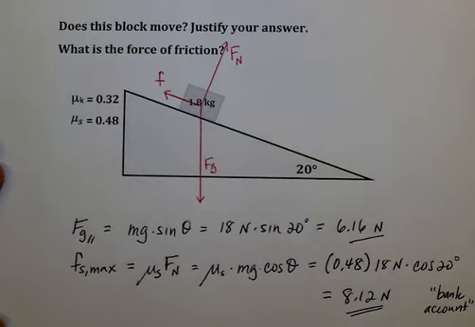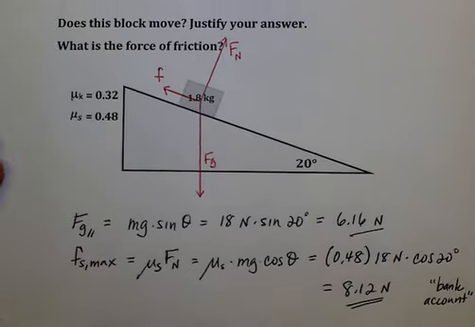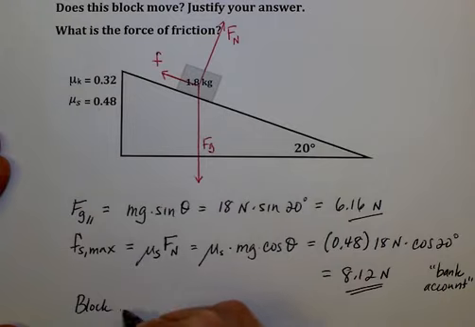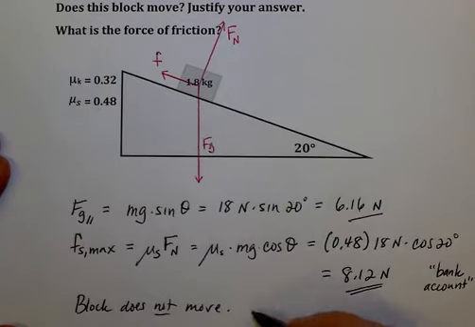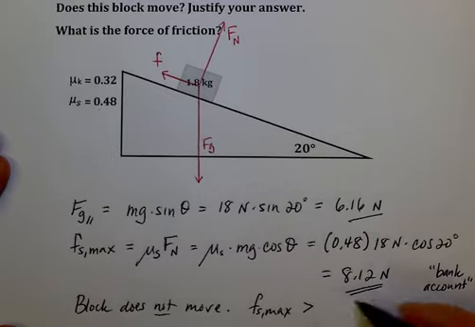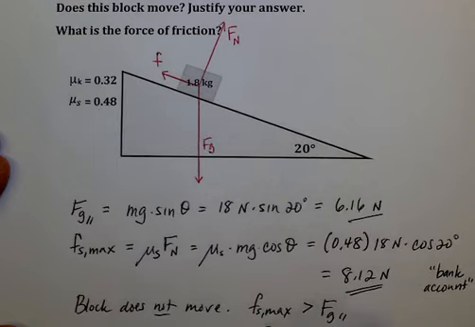Do you have enough? Yes. That means things stay in place. The block does not move. And why is that? It's because the maximum amount of friction is greater than the force trying to pull the object down. 8.12 is greater than 6.16.